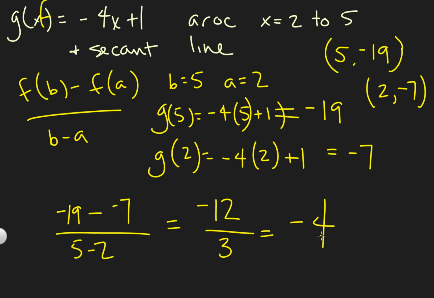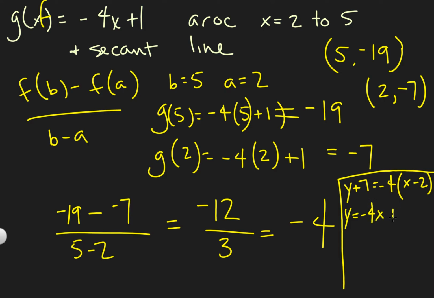Again, algebraically, let's figure out the equation of my secant line. So we've got y minus negative 7 equals my slope, negative 4, times (x minus 2). So y is going to be equal to negative 4x plus 8 minus the 7 from the other side, and y is equal to negative 4x plus 1.